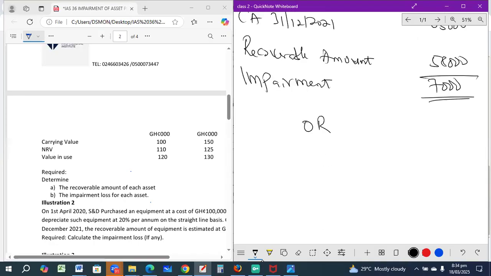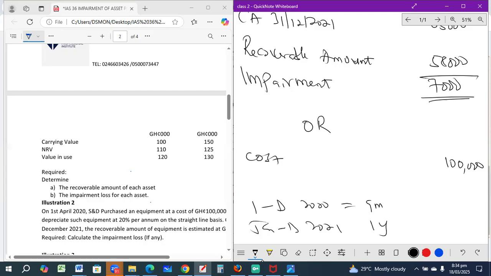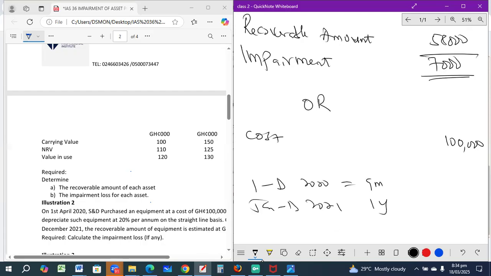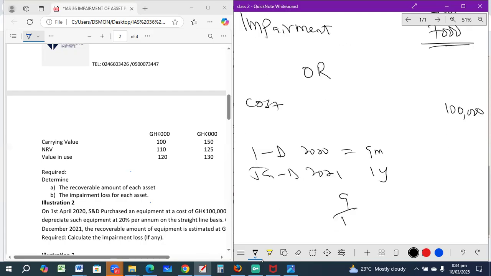We were having a cost of 100,000. So let us now calculate from April to December 2020. How many months? 9 months. Then from January to December 2021, that is 1 year. Is that not it? Yes, sir. Okay. So when you say 9 divided by 12, that will give you 0.75. Am I correct? Yes, sir. Good.